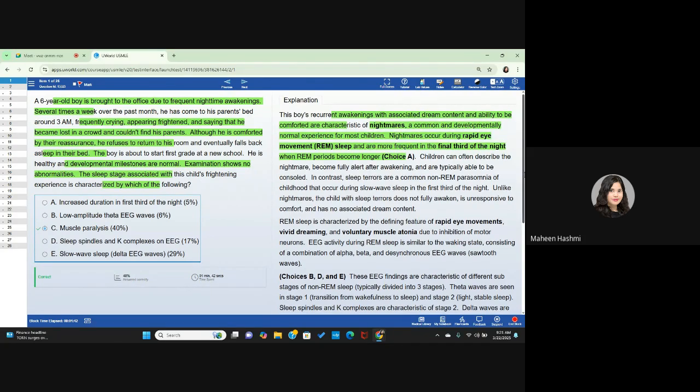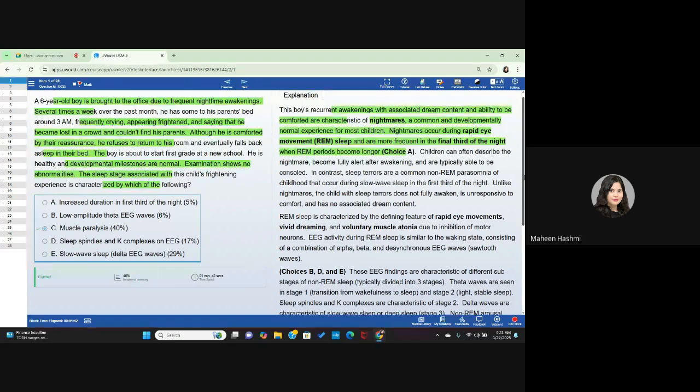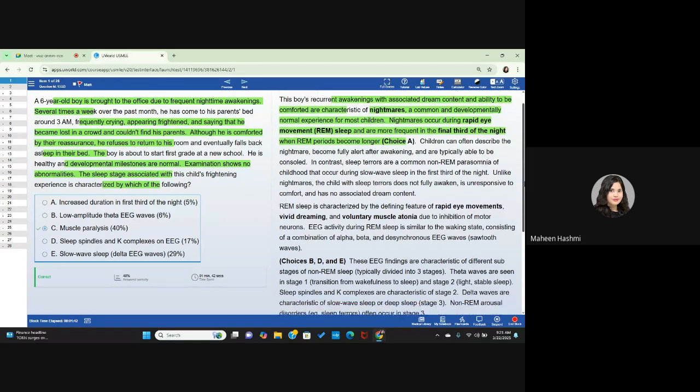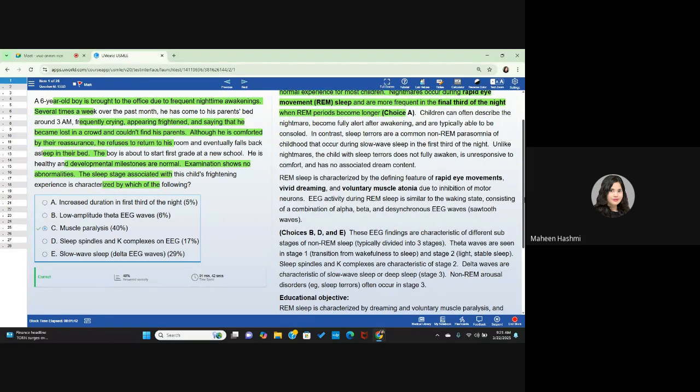Again, how do you differentiate REM and non-REM sleep? How? With EEG. It involves the REM sleep. It involves the voluntary muscle atonia, whereas the non-REM is not associated with this. In REM sleep disorder, we don't tend to remember the events, but in non-REM, we do.